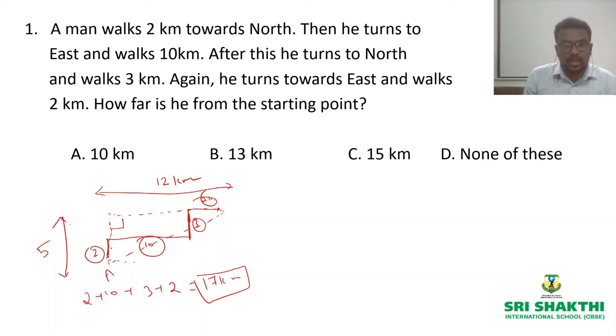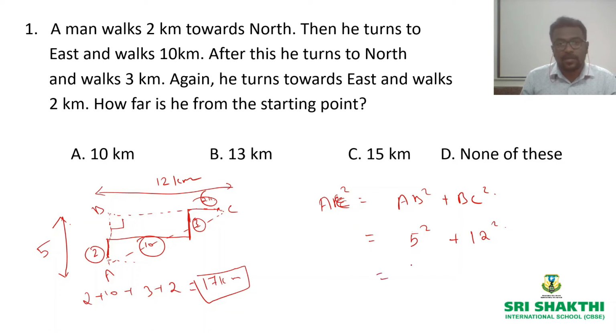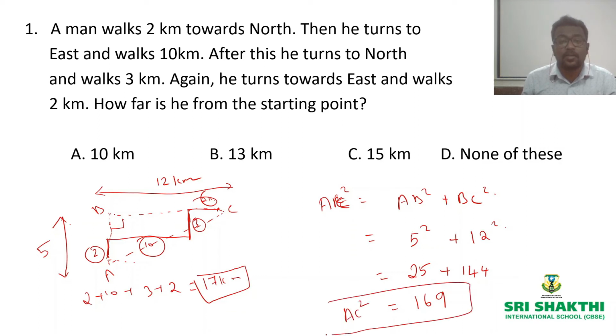Assume that this is A, this is B, and this is C, and we are well aware of AC square is equal to AB square plus BC square, and we have to find this shortest distance. AB square value is nothing but 5 square, and BC square is nothing but 12 square, and 5 square is nothing but 25, 12 square is 144. If we put together, we will get 169, and this is the value of AC square, but we need the value of AC.